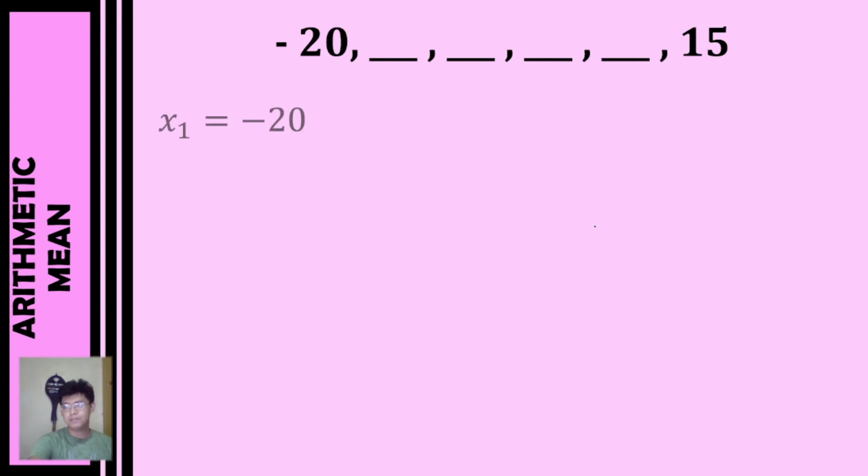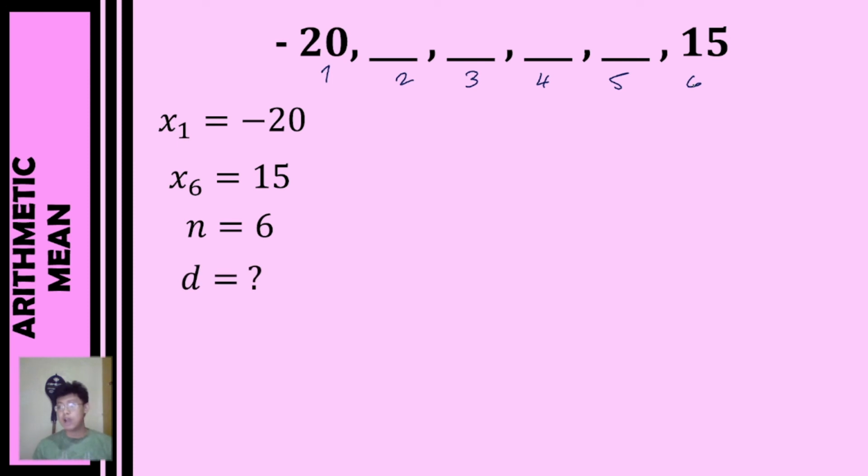So our first term is negative 20. Our last term, which is x sub 6, is 15. So again, we need to count how many terms there are. So we have 1, 2, 3, 4, 5, and 6. So our n is equal to 6. Now that we have our given, we know what we're looking for, and it is our common difference.